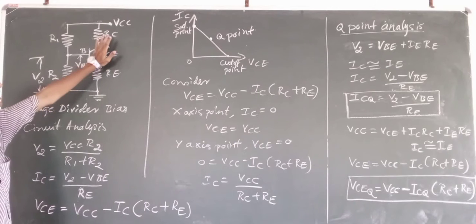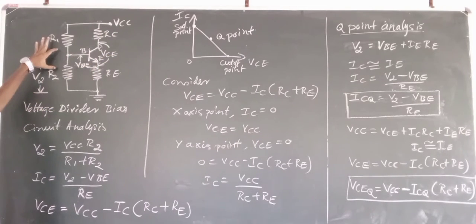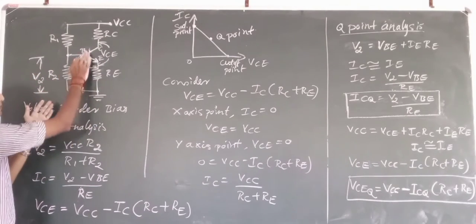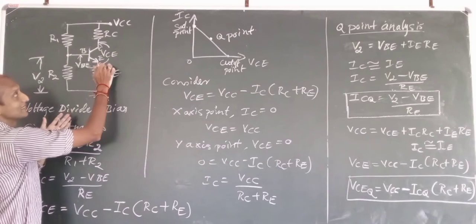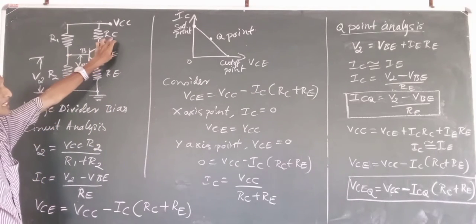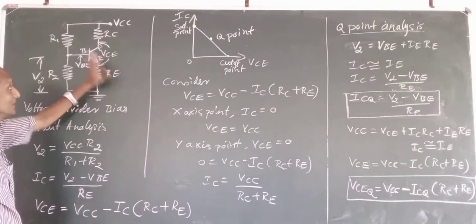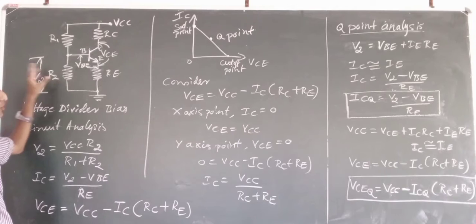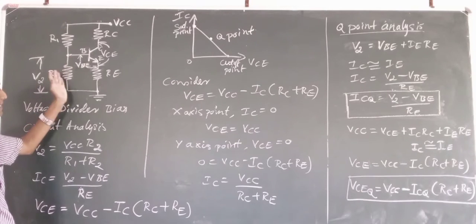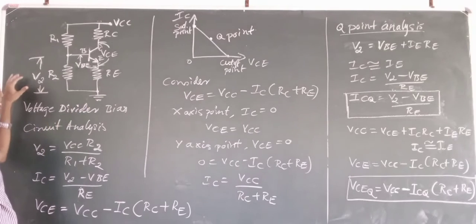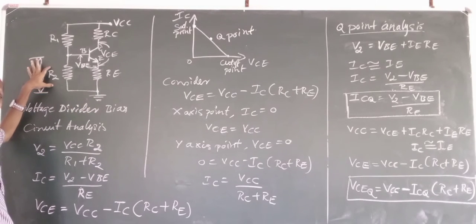Here we have the voltage source and the voltage divider resistances R1 and R2, then RC, then RE. This is your base part, this is your collector, and this is your emitter, isn't it? The base part is the input part, and the collector part is the output part of the circuit. At this base part, the voltage which will be dropped across base to emitter will be what? The voltage across your R2, isn't it?